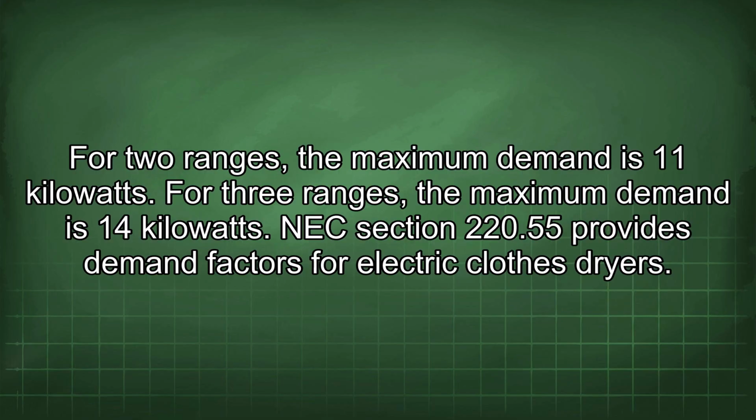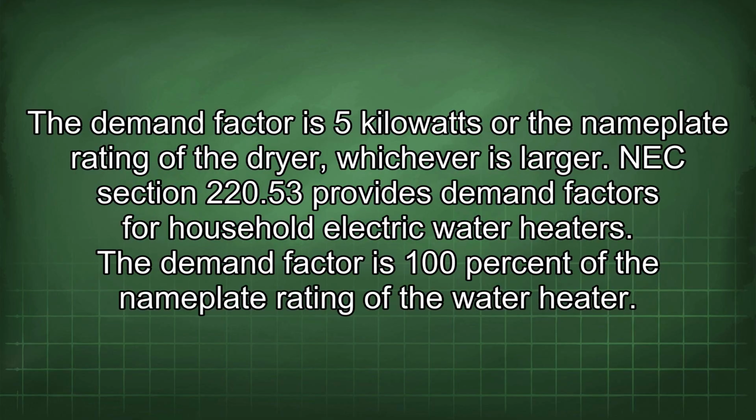NEC section 220.55 provides demand factors for electric clothes dryers. The demand factor is 5 kilowatts or the nameplate rating of the dryer, whichever is larger. NEC section 220.53 provides demand factors for household electric water heaters. The demand factor is 100% of the nameplate rating of the water heater.